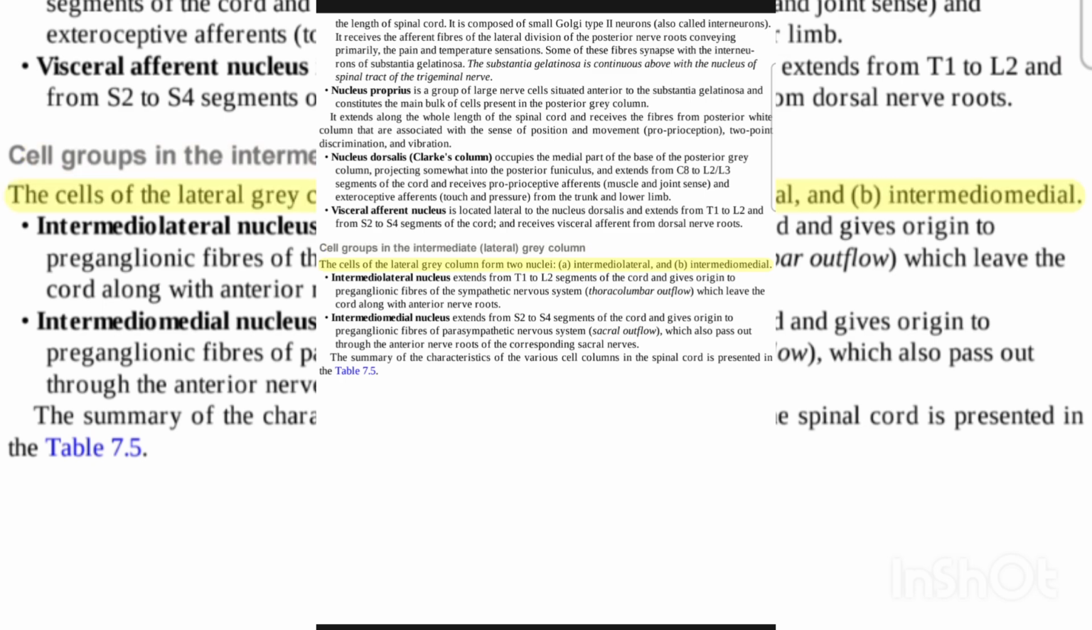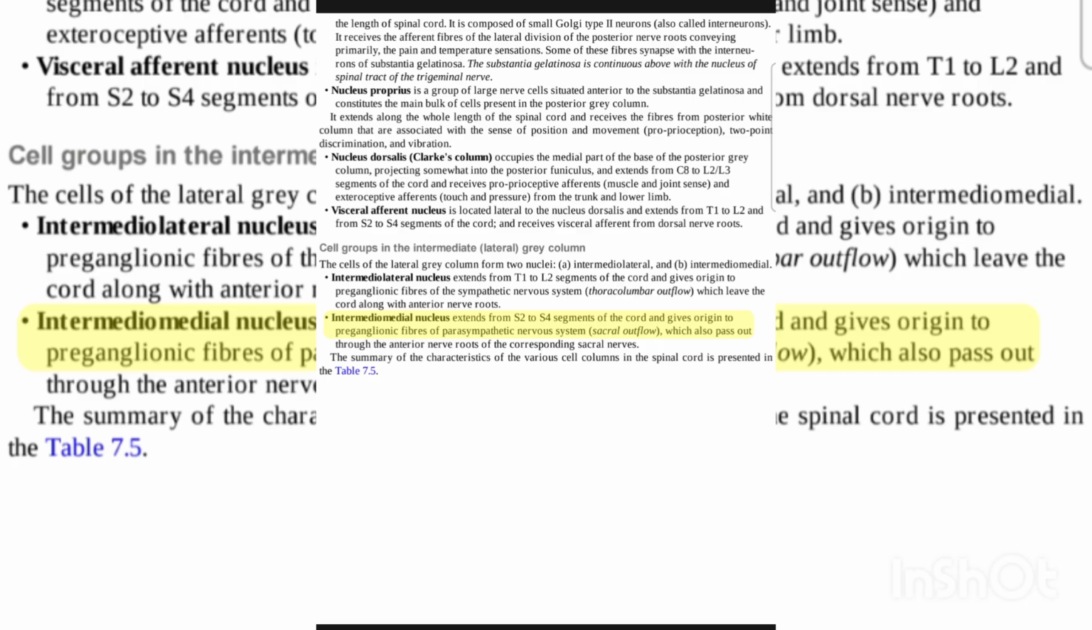The cells of the lateral gray column form two nuclei: A. Intermediolateral, and B. Intermediomedial. The intermediolateral nucleus extends from T1 to L2 segments of the cord and gives origin to preganglionic fibers of the sympathetic nervous system, thoracolumbar outflow, which leave the cord along with anterior nerve roots.